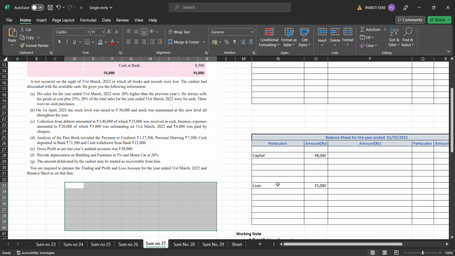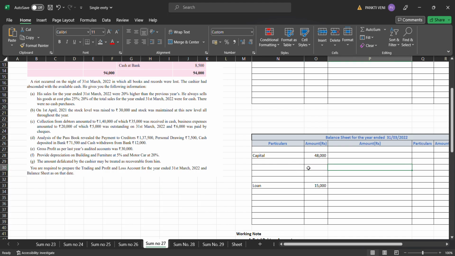So looking at the question, we are supposed to go for sales working note. So logically we'll prepare debtors account, which will help us go for the sales figure, creditors figure, cash and bank book. Okay, let us start working on it.